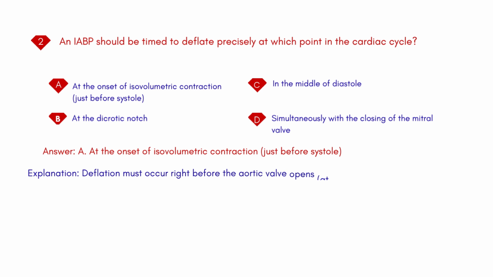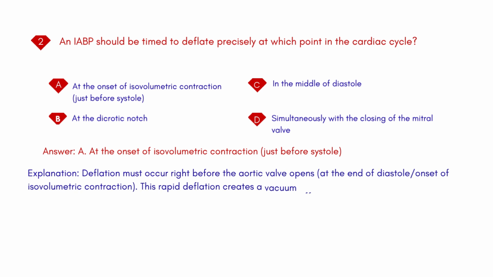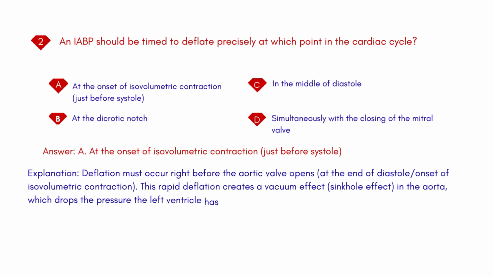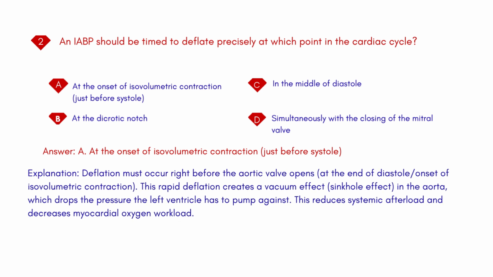Explanation: deflation must occur right before the aortic valve opens, at the end of diastole, at the onset of isovolumetric contraction. This rapid deflation creates a vacuum effect, a sinkhole effect, in the aorta, which drops the pressure the left ventricle has to pump against. This reduces systemic afterload and decreases myocardial oxygen workload.